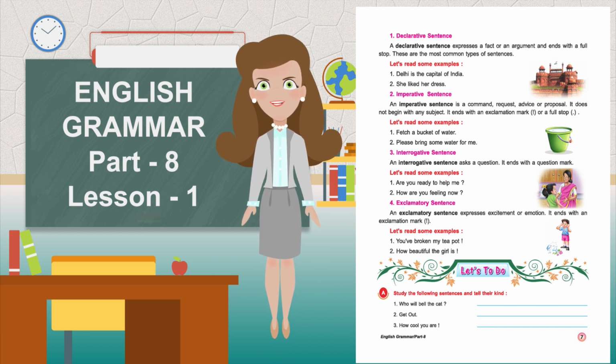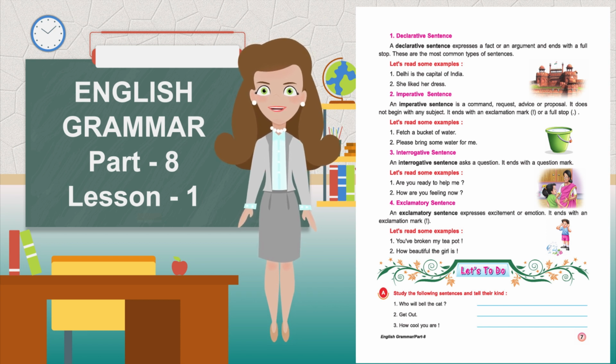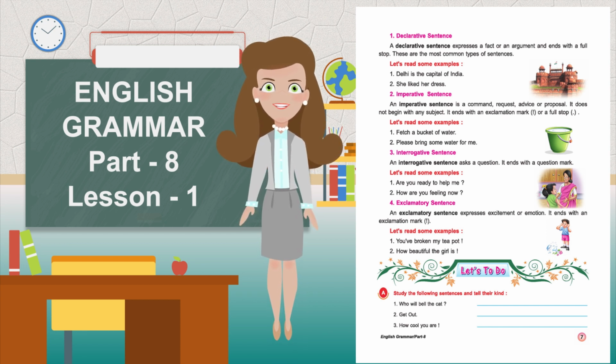Fourth, exclamatory sentence. An exclamatory sentence expresses excitement or emotion. It ends with an exclamation mark. Let's read some examples. You have broken my teapot. How beautiful the girl is.